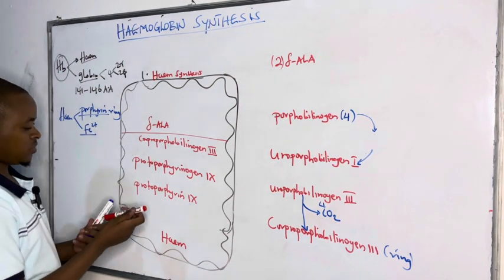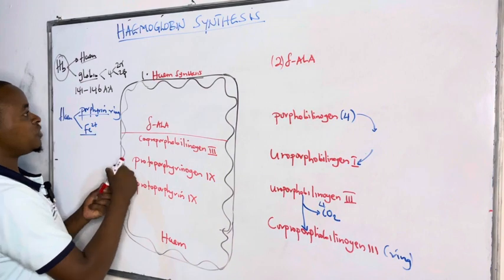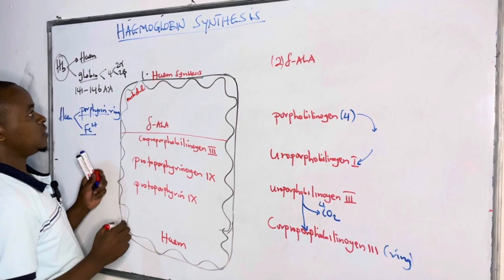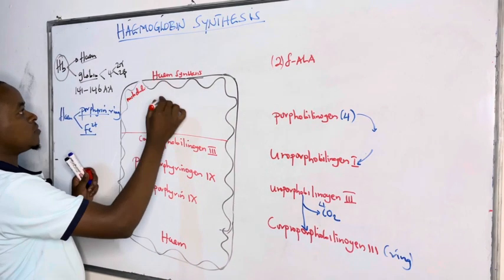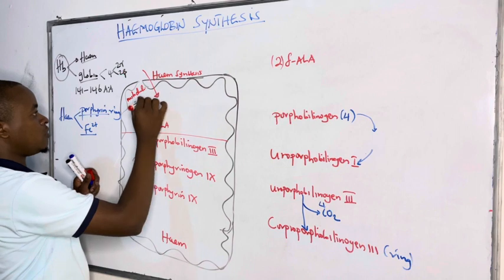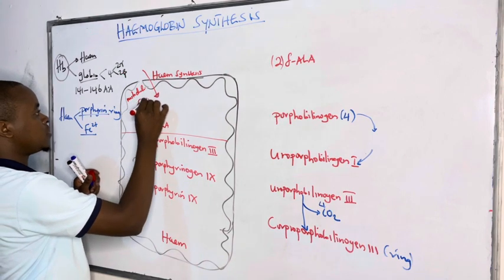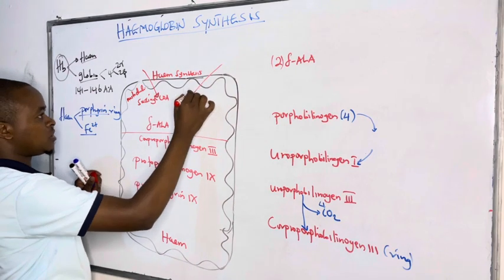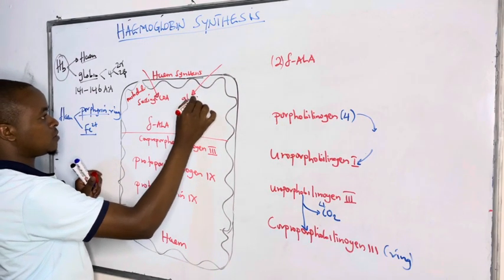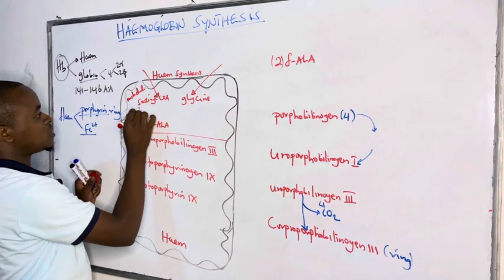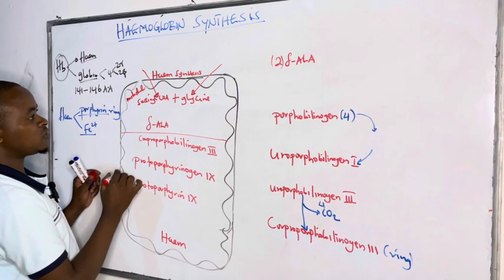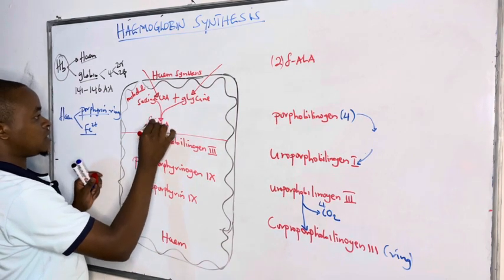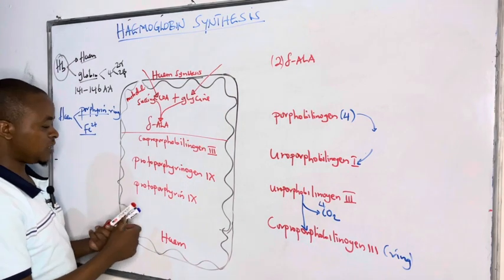The first step of heme synthesis occurs in the mitochondria. This is the mitochondria. And within the mitochondrion, we're going to see the succinyl-CoA, the succinyl coenzyme A, and even we shall see the incoming of glycine. And this succinyl-CoA and the glycine combine together. After combining together, they form a compound known as delta aminolevulinic acid.